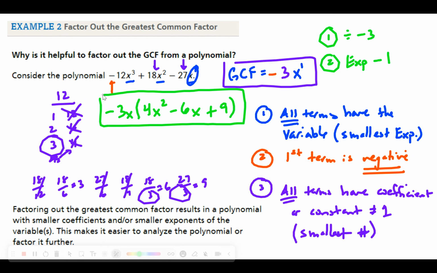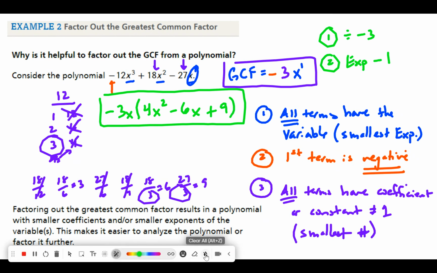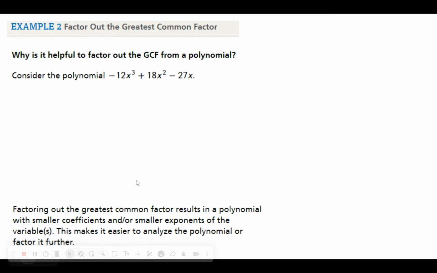So there you go. This is your guidelines on how to factor out the GCF. Notice here it talks about factoring, puts it into smaller coefficients and smaller exponents. So everything is smaller, and that makes it easier to continue to look and analyze later on. All right, and what is last here?